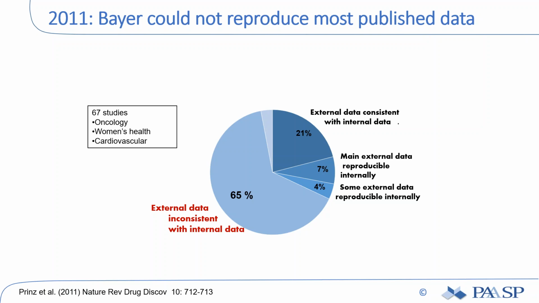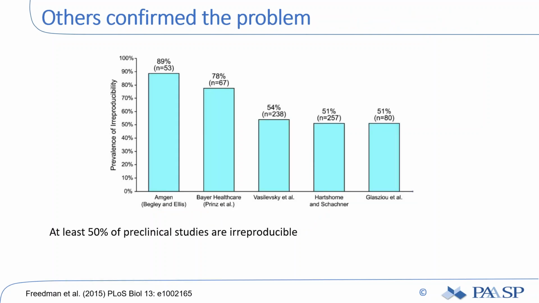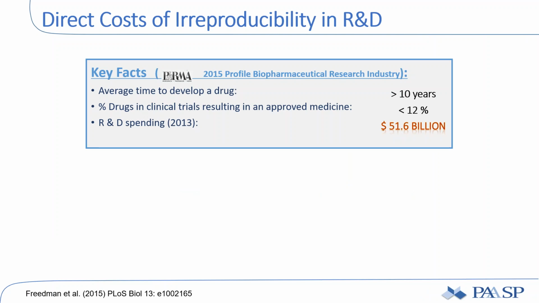That sent a real shock through the community, and meanwhile, similar attempts have been made by others. For example, the folks at Amgen, who focused on oncology studies, and several academic groups. You can see all of them found that at least 50% of the studies they looked at could not be reproduced. So let's do a little play of numbers here.